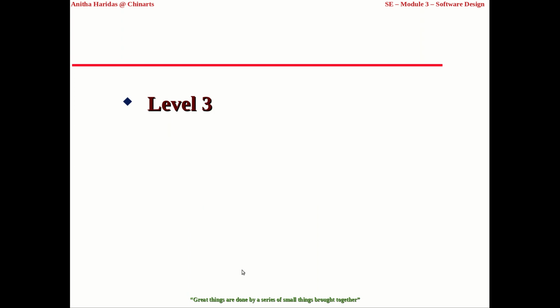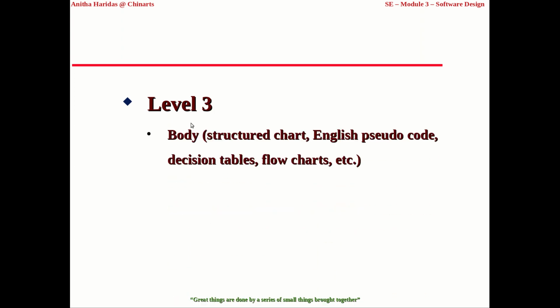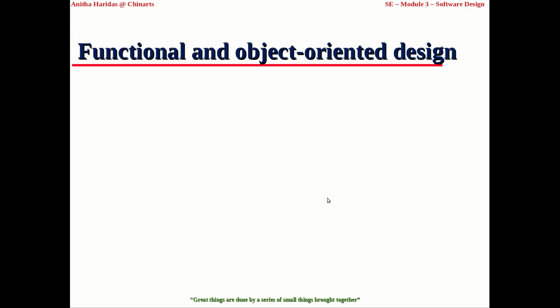Then the last level, level 3, the complete procedure, the process will be mentioned as the body of the function, which can be represented as a structure chart, pseudocode, decision tables or flow charts. These are the functional procedure layers we can have in our function oriented design.